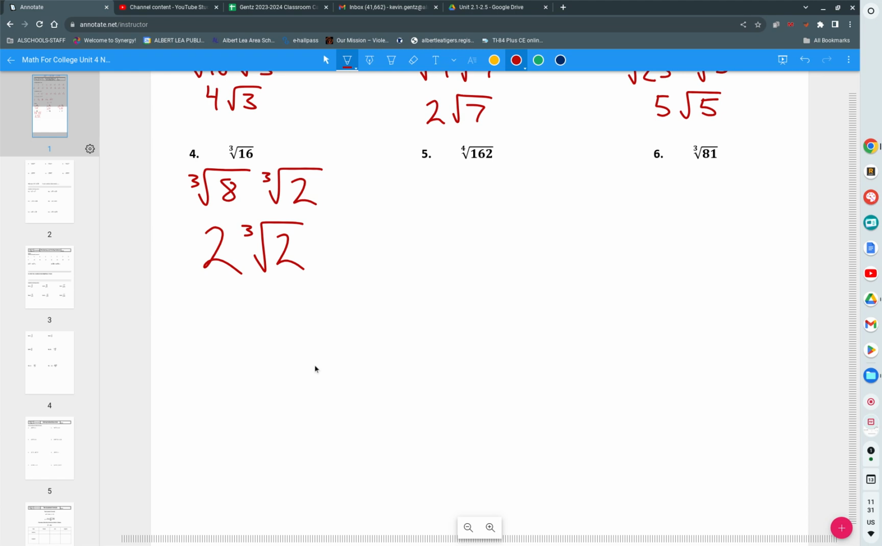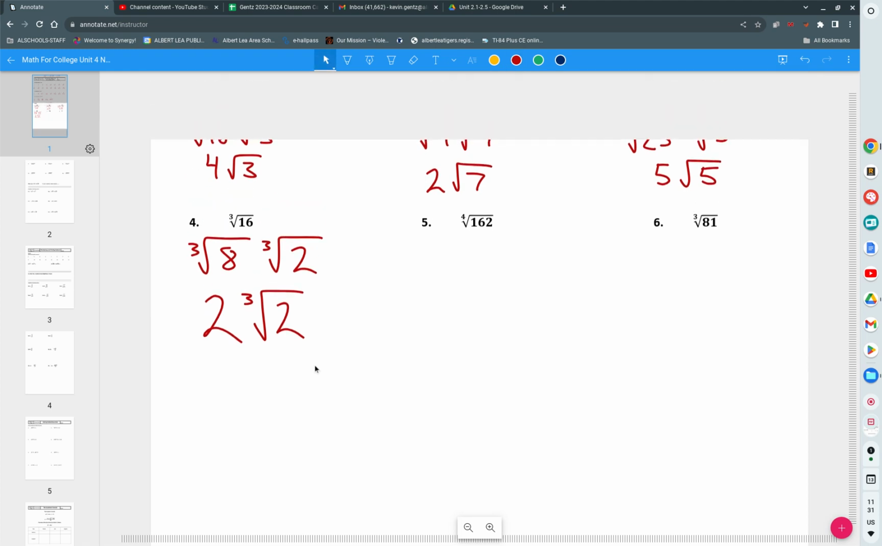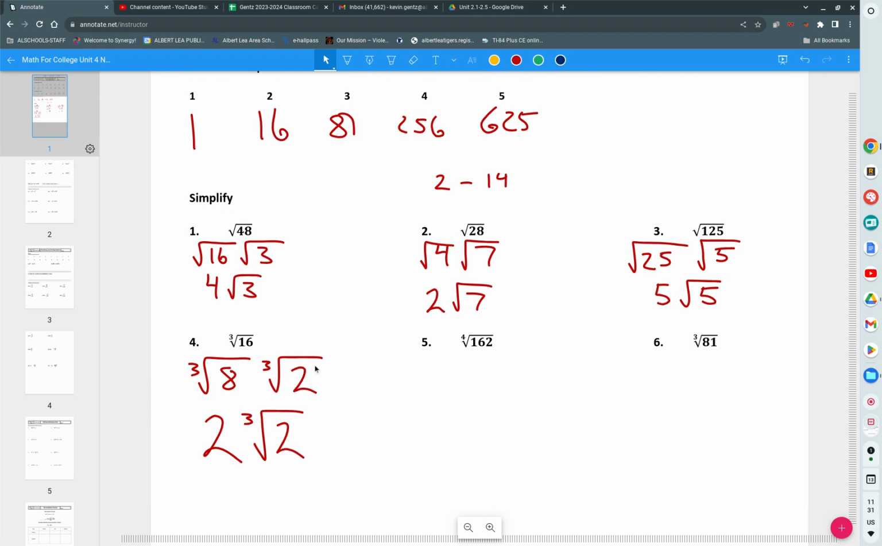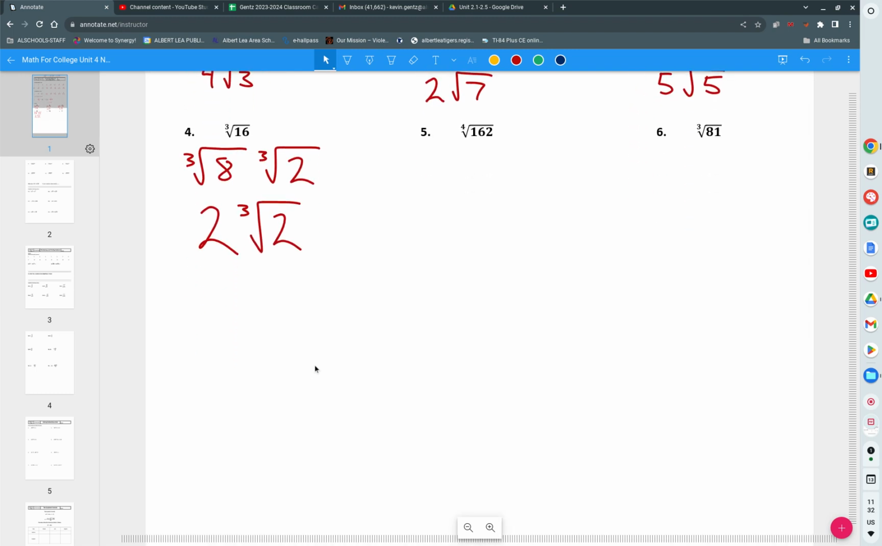What's different about the next one? It's the fourth root. So therefore, I draw my attention to the perfect fourths right here. Which one of these divides evenly into 162? 81 goes in how many times? Twice. So I write the fourth root of 81 times the fourth root of 2.